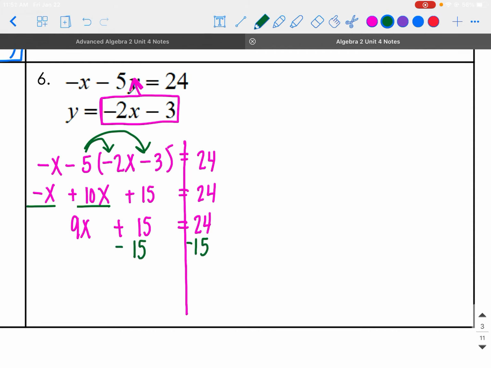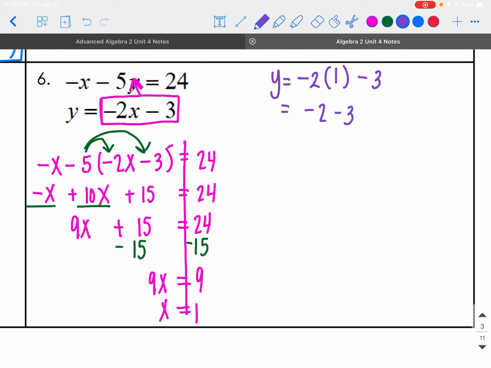Then I subtract 15 from both sides. Give me 9x equals 9. So x equals 1. Then I'm going to go back to my equation. Y equals negative 2 times 1 minus 3. That's negative 2 minus 3, which is negative 5. So my solution is the point 1, negative 5.